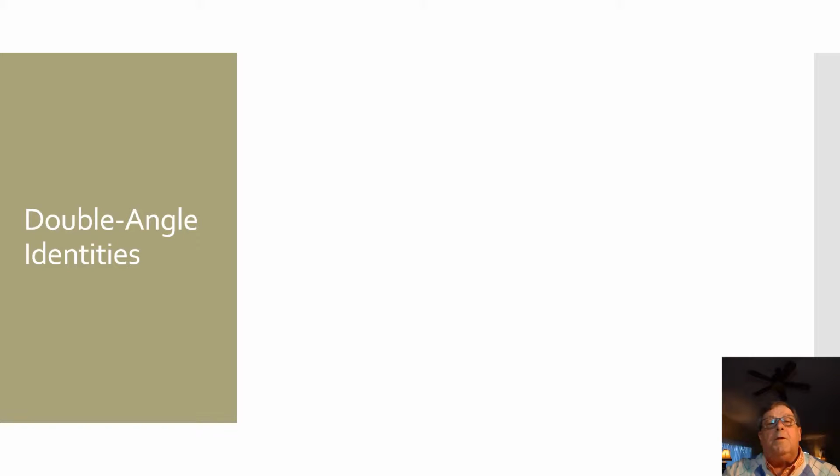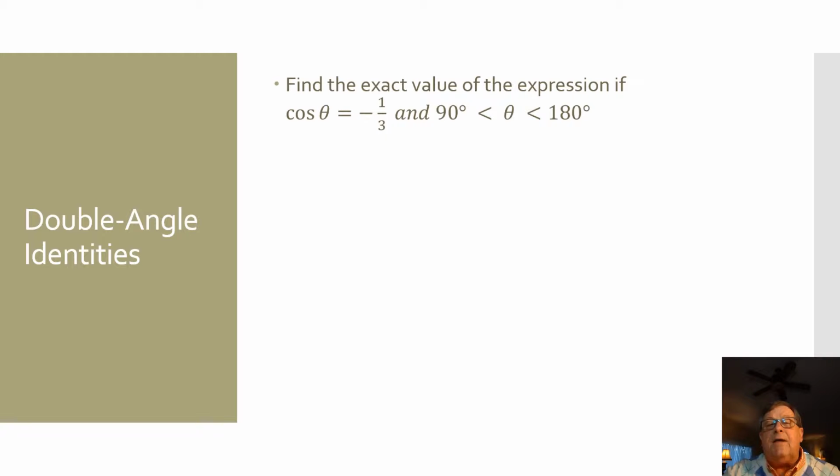We do some more work with double angle identities. How about that? Well, let's see what we have here. It says find the exact value of the expression if the cosine of theta equals -1/3 and it lies in quadrant 2, between 90 and 180 degrees.